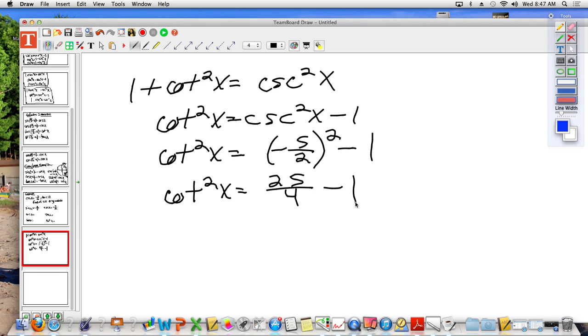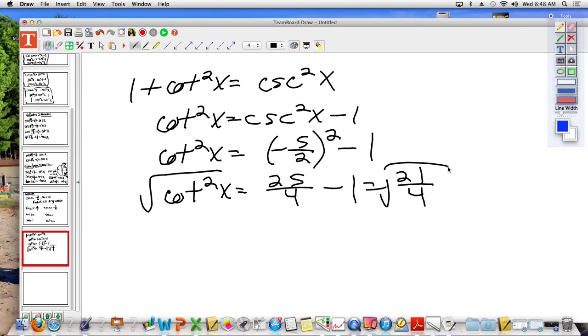Do the math here, please. Change it back to a fraction for me. What is 25 divided by 4 minus 1? 5.25. Change it back to a fraction. Good. 21/4. So the cotangent squared is equal to 21/4. So if it's 21/4, what do we need to do to figure out what the cotangent is? Yeah, so now we need to take the square root.